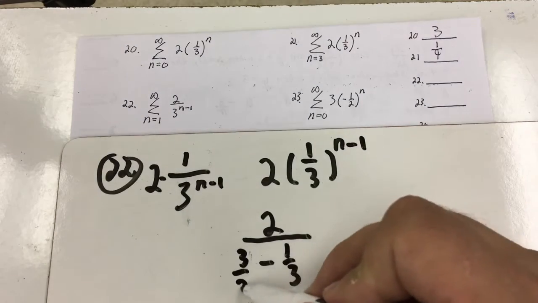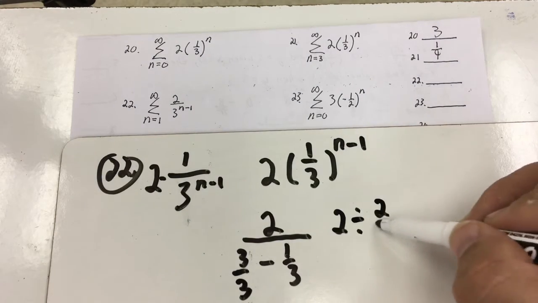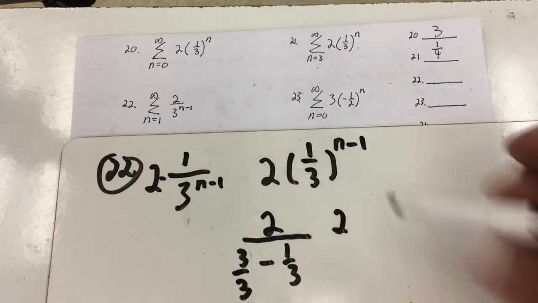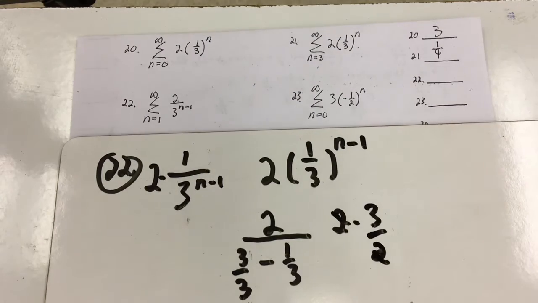1 is going to switch to 3 over 3. This is going to give me 2 divided by 2/3. We're going to multiply it by its reciprocal, 2 times 3 over 2. And this is going to converge to just plain old 3.